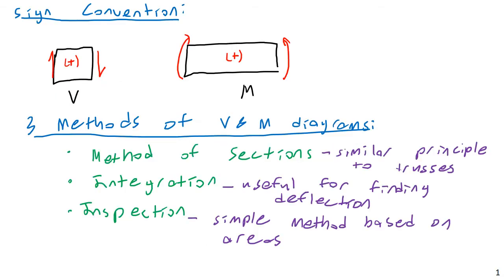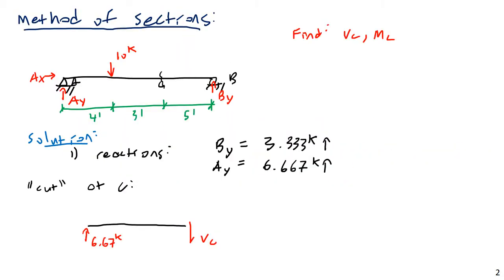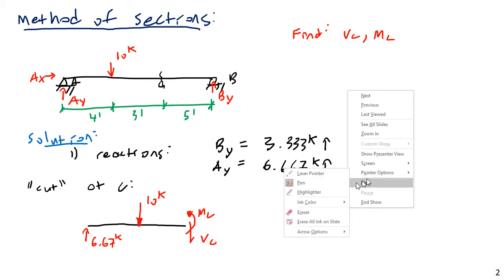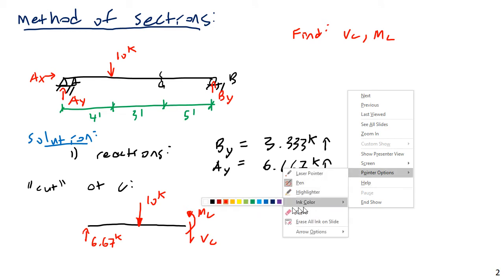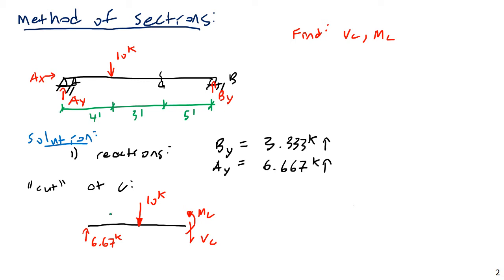Well, what I'm really doing is just assuming positive. Usually when I make a cut, I generally assume positive shear, and then if I get a negative, I just know I have negative shear there. No biggie. And then I'll also draw my moment assuming positive here, MC. Then we have a downward force of 10 kips. And it might be nice to have my dimensions on there. So this would be 4 feet and 3 feet.